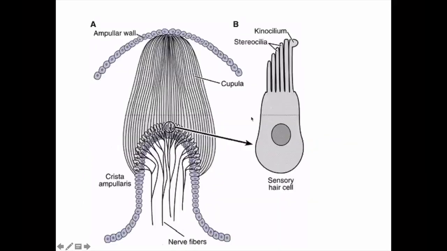This is another diagram where you can see the crista filling the whole of the ampulla, but we can also see the kinocilium and the stereocilia, where the kinocilium is the tallest one and the height of the cilia goes on increasing as we reach the kinocilium.